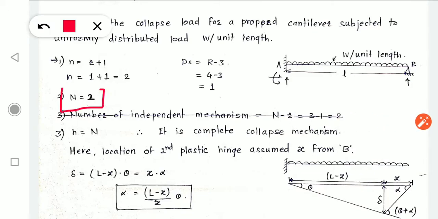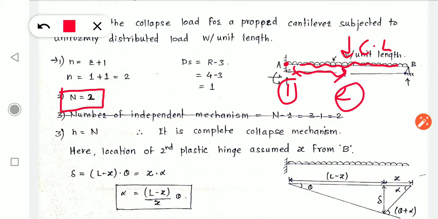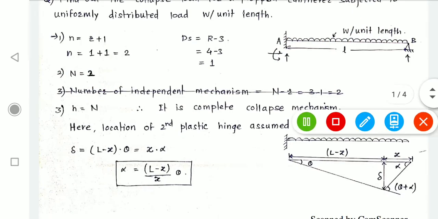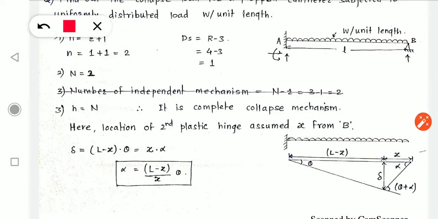Next step is calculating actual number of hinges. Actual number of hinges will be 1 at fixed end, right? Second will be somewhere in this span due to the concentrated load. If we turn our uniformly distributed load into a concentrated load, we can somewhere identify another plastic hinge. Therefore capital N is equals to 2. Now from small n and capital N, we can say that n is equal to N, because 2 is exactly equal to 2 over here. Therefore, it is a complete collapse mechanism.